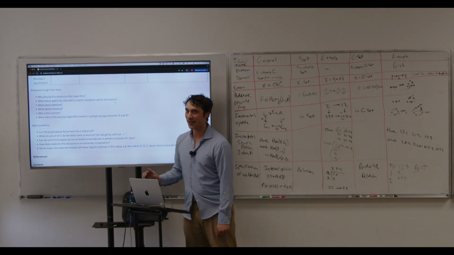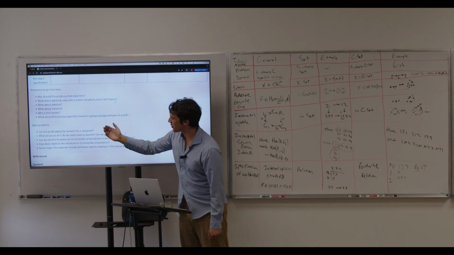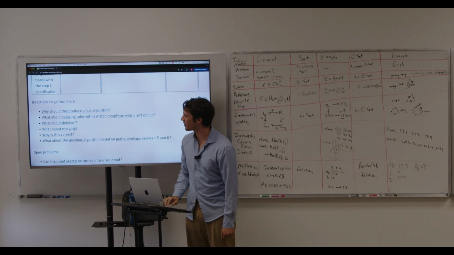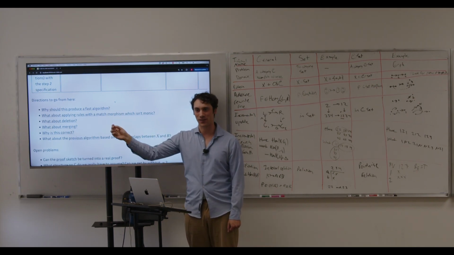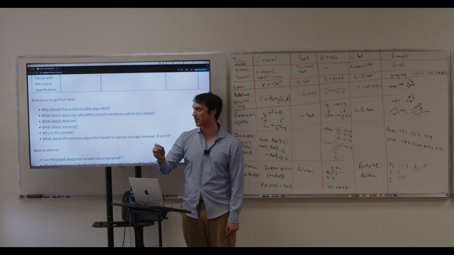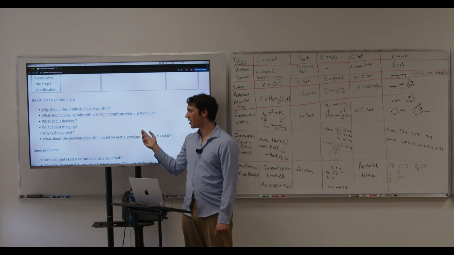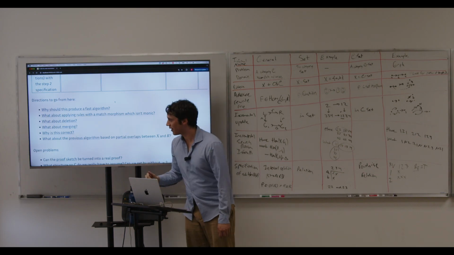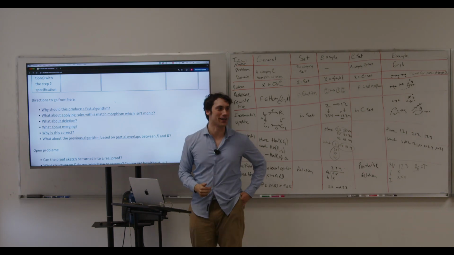Okay, so I guess we only have 1 minute left. So which of these questions most excites people to hear about for 1 minute? It's why should this produce a fast algorithm? I already said this. This was because we've transformed the subgraph isomorphism problem into many rooted subgraph isomorphism problems. What about applying rules with a match morphism that isn't monic? That's a little niche. What about deletion and merging? Why is this correct? Okay, I guess none of these are that interesting. Anyway, what do you guys want?